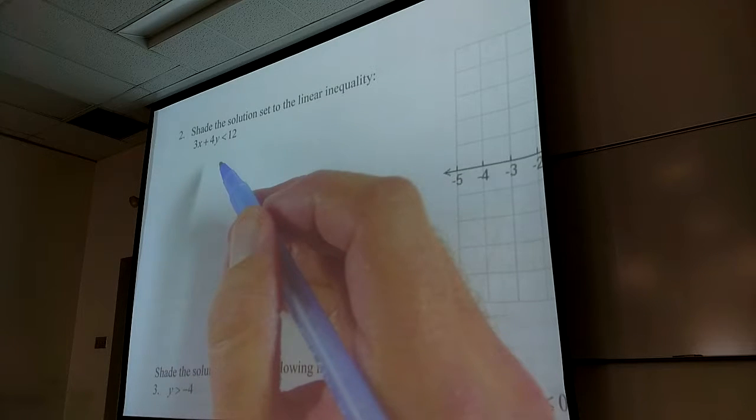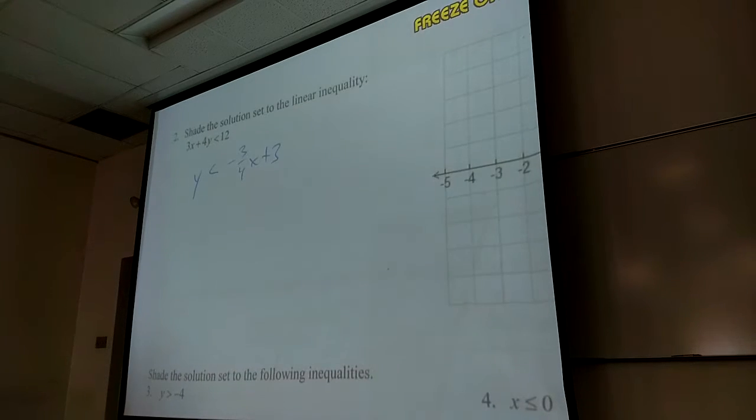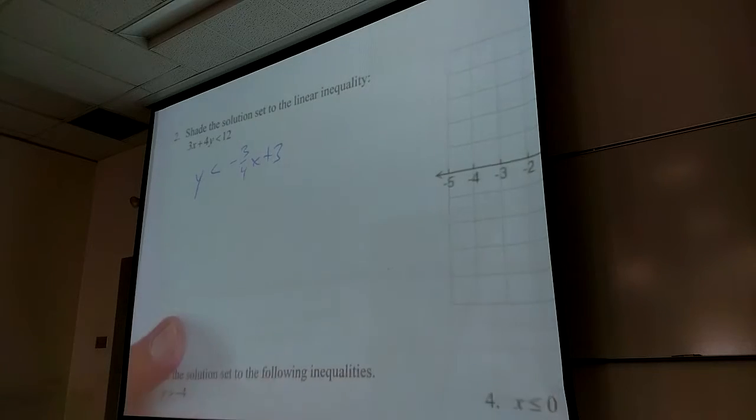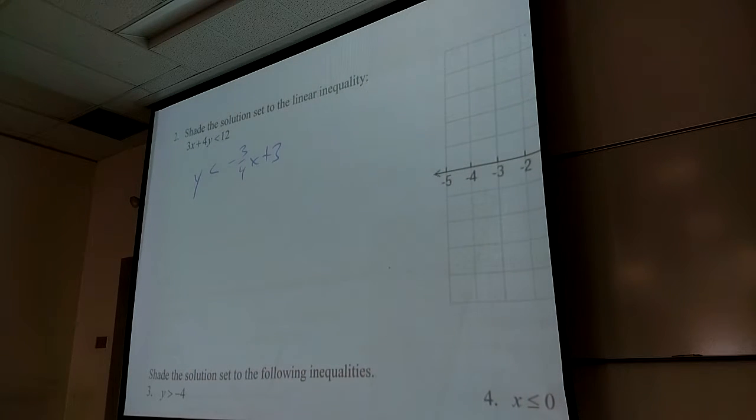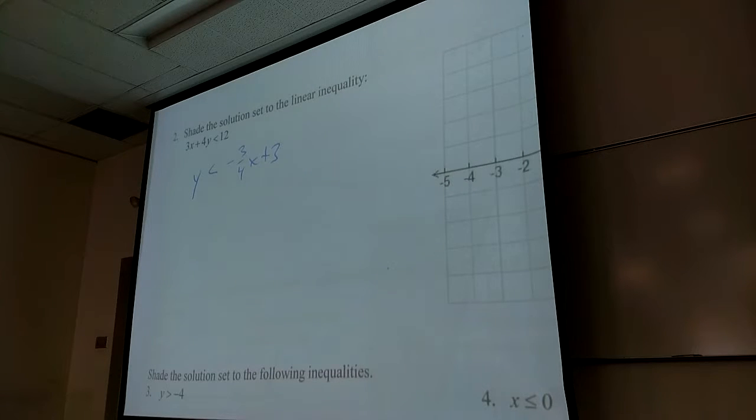So you should get this. Right, subtract 3x, divide by 4. Now, be really careful. Notice something that's different from the one we just did. The inequality in the one we just did was "or equal to." So remember back in the day when you did open circle, closed circle? So we're going to do something very similar.